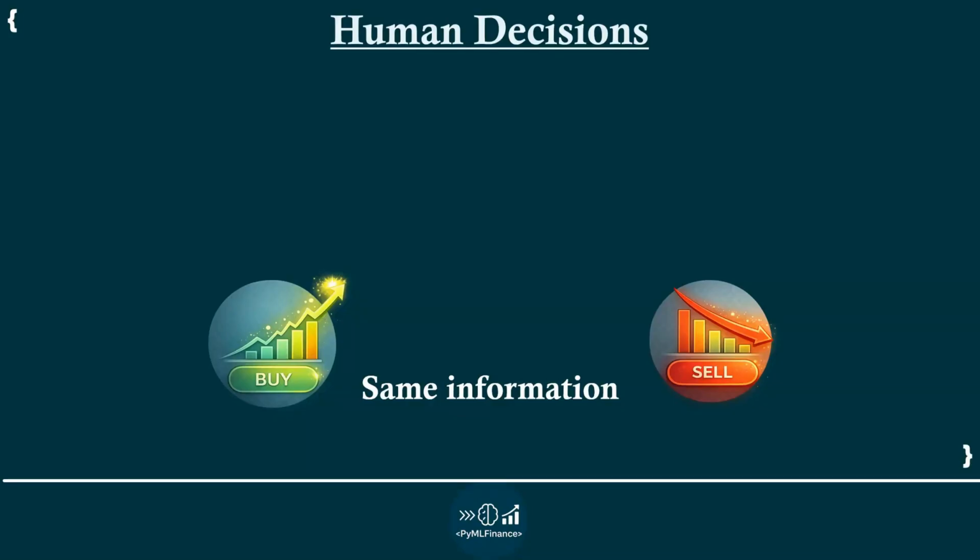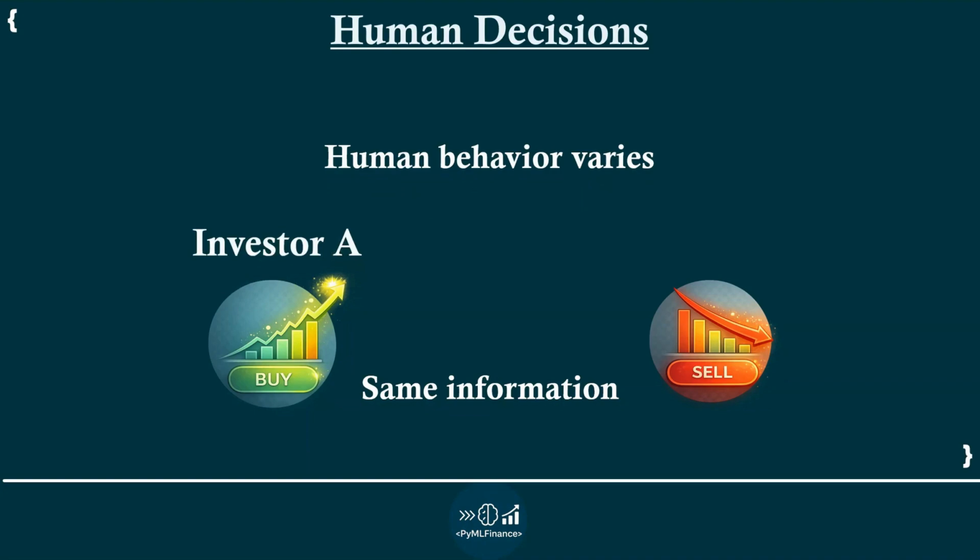Economic systems also involve human decisions. Different investors may interpret the same information in different ways. Some investors buy, some investors sell. Expectations, emotions, and risk tolerance all influence decisions. Because human behavior varies, outcomes also vary.